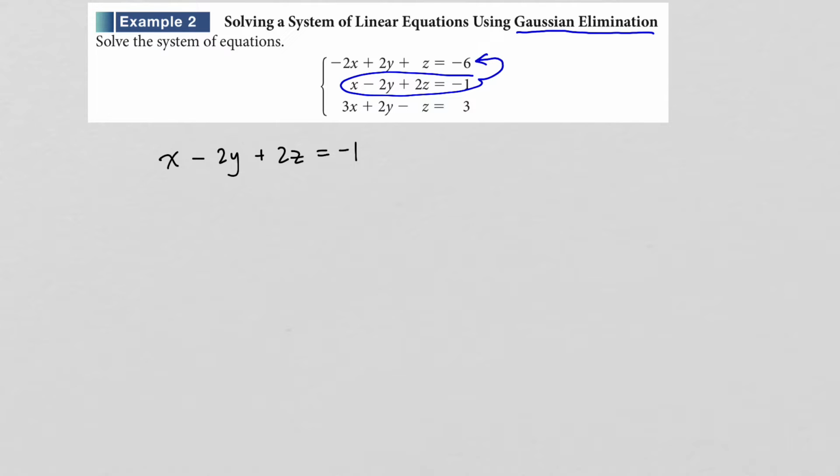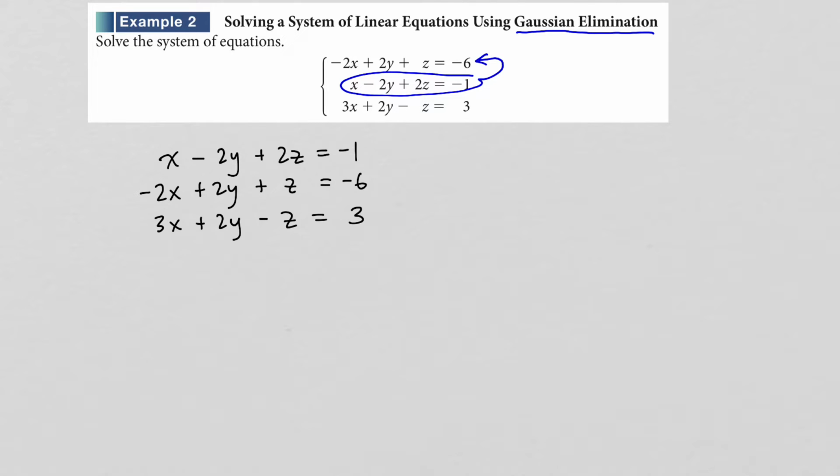And then the first equation up here, I'm going to write in the second spot. So that becomes negative 2x plus 2y plus z is equal to negative 6. And the third equation remains unchanged.